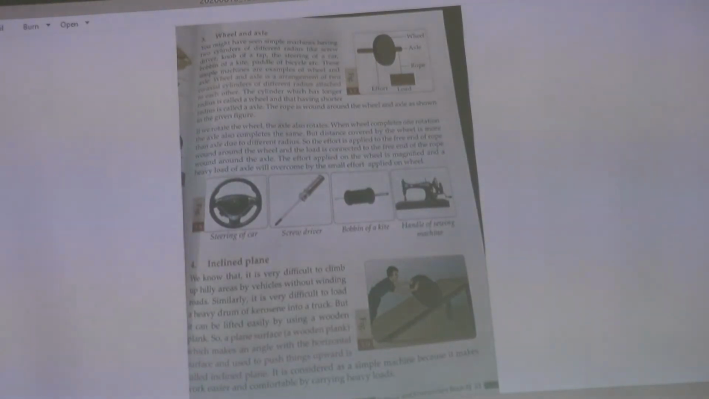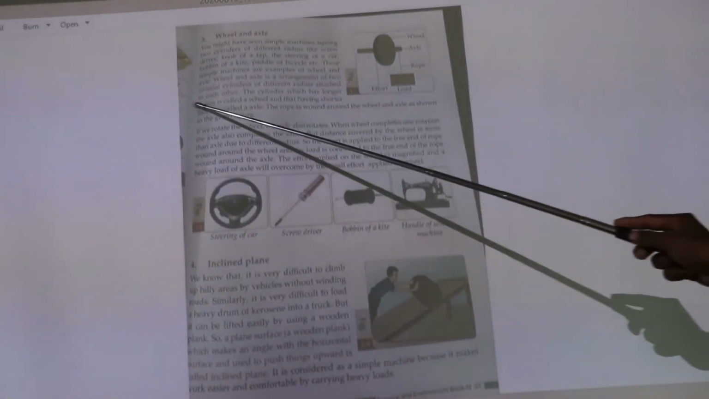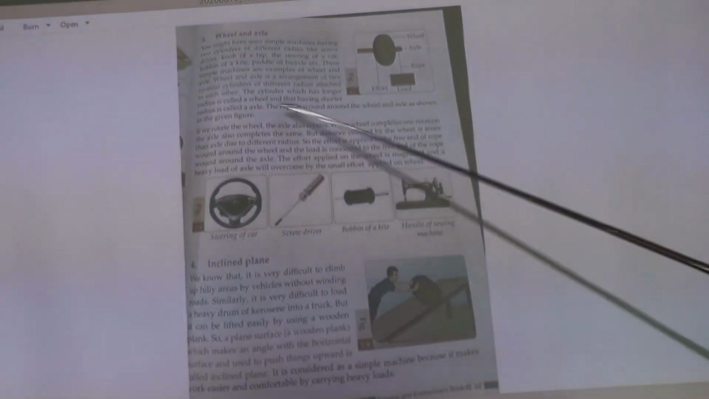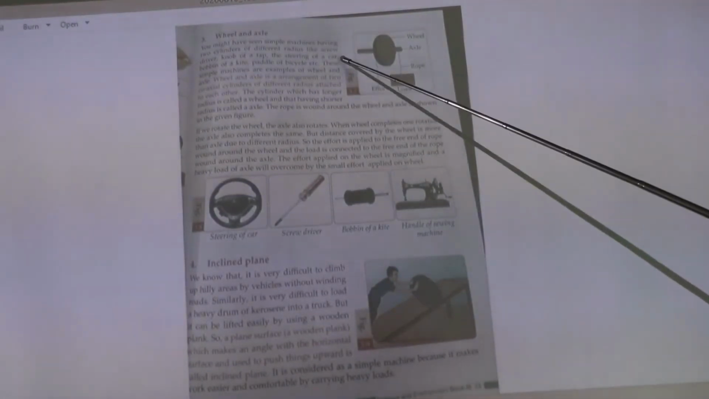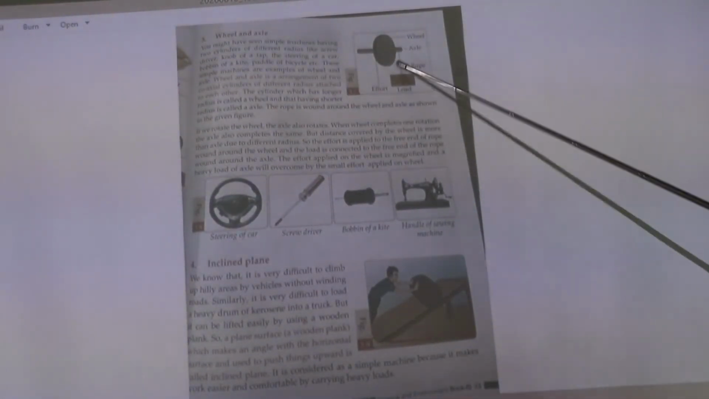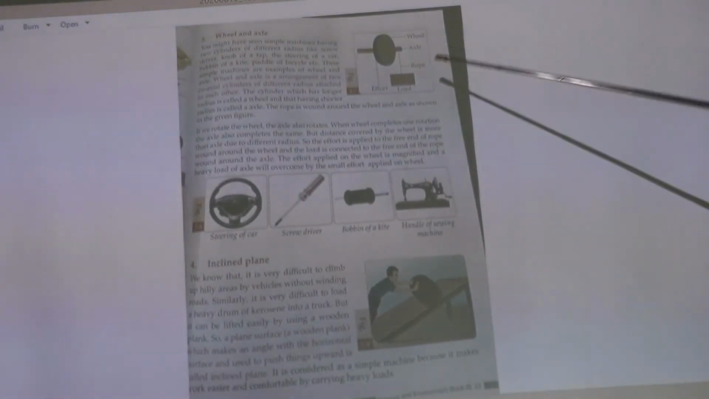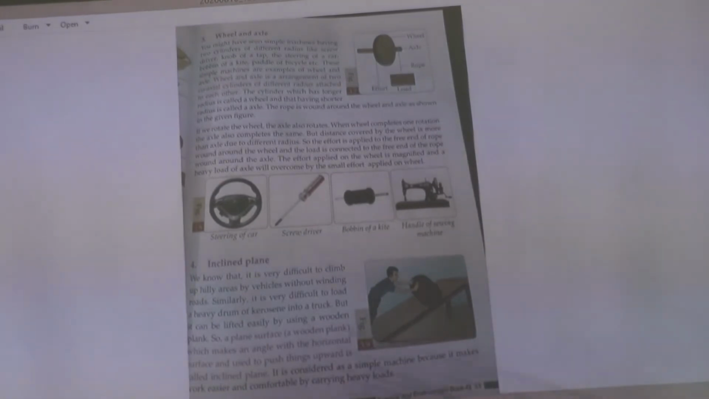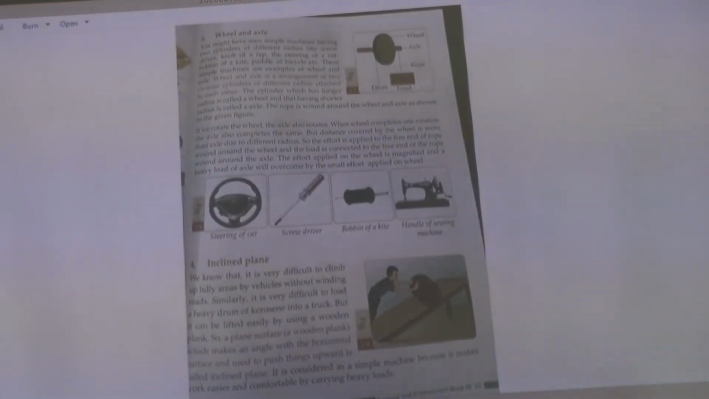Wheel and axle is the arrangement of two coaxial cylinders of different radius attached to each other. Here you can see two cylinders with different radius attached to each other. This is known as wheel and axle. The cylinder which has the longer radius is called the wheel, and that having the shorter radius is called the axle.